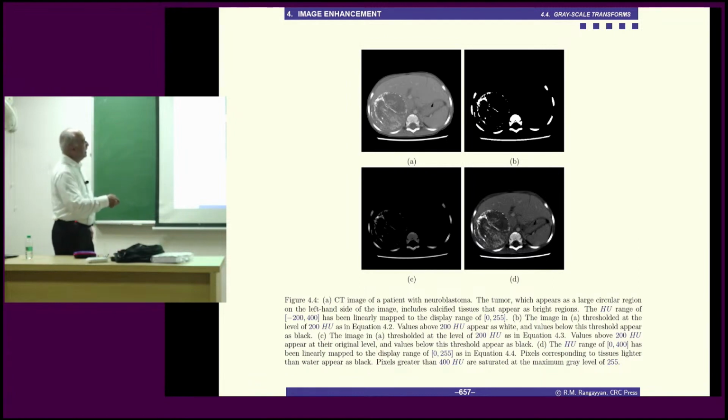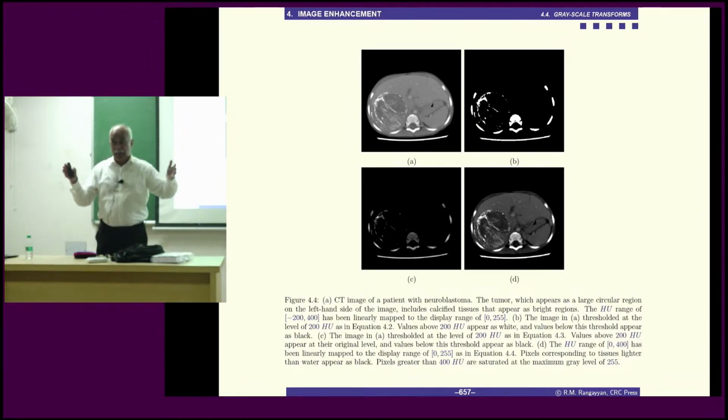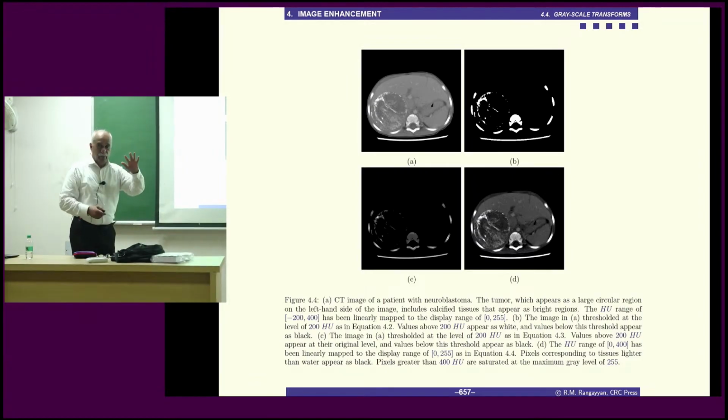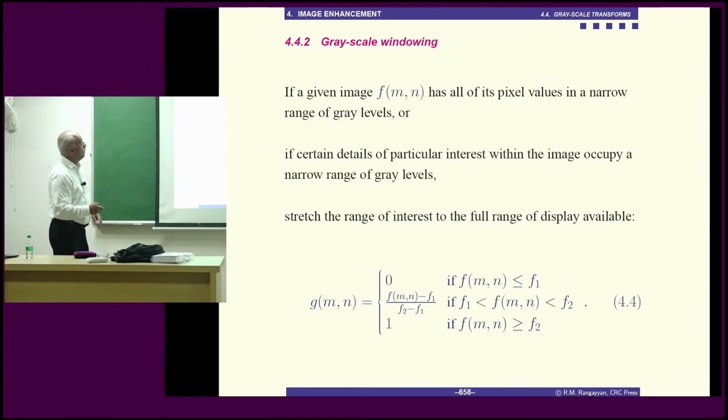So these are thresholding, these are just rescaling. This windowing is necessary with CT images because CT images will have a range of plus minus 1000 and you can't display the whole thing. If you do, then you'll be compressing all the details. You will not be able to differentiate between soft tissues of various types. So that is called grayscale windowing, which was already done there.